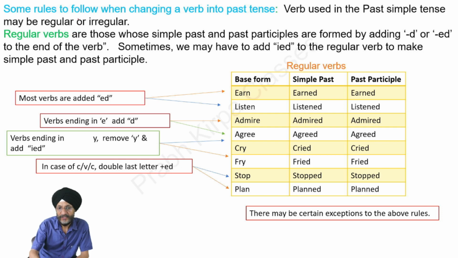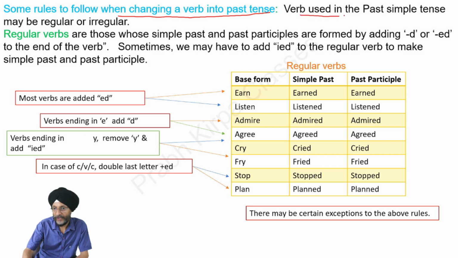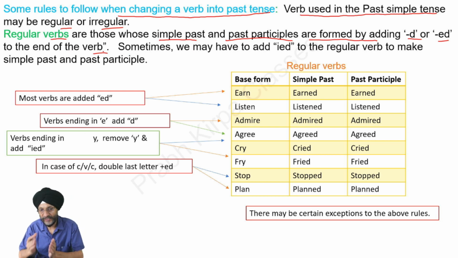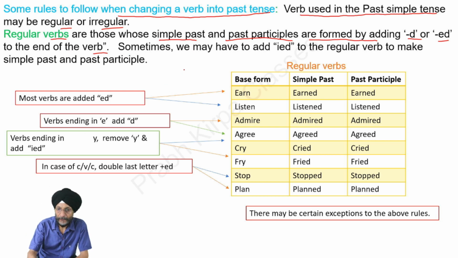There are certain rules which we have to follow when changing a verb into past tense. Verbs used in the past simple tense may be regular or irregular. What are the irregular verbs? Regular verbs are those verbs whose simple past and past participles are formed by adding d or ed to the end of the verb. That is, they follow certain rules. Sometimes, in the case of regular verbs, we may have to add ied to the regular verb to make simple past and past participle. What is this simple past or past participle?